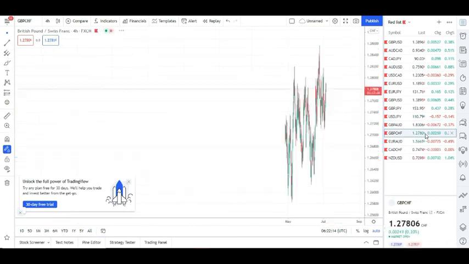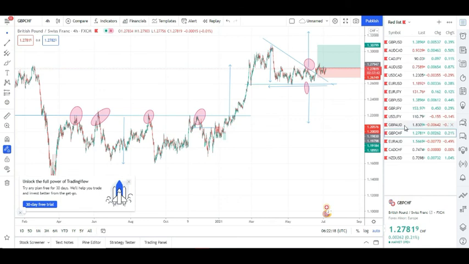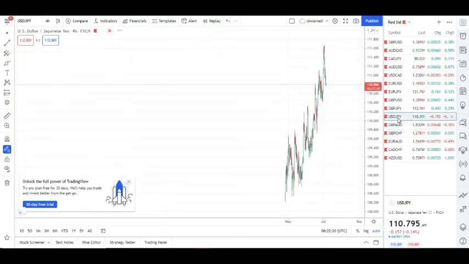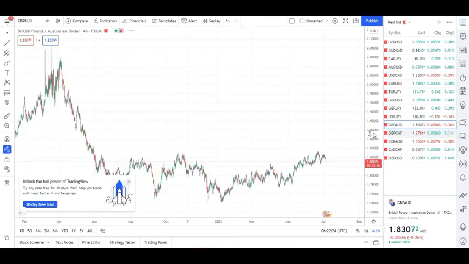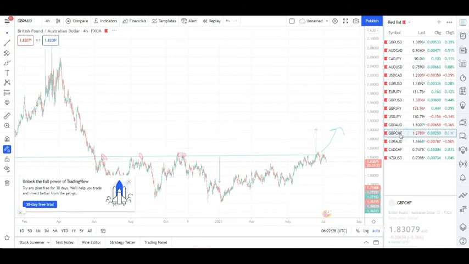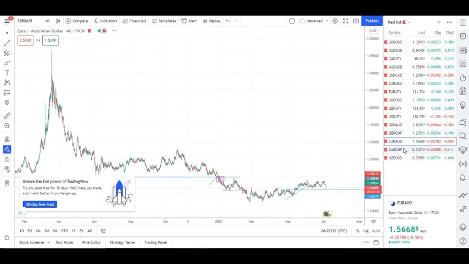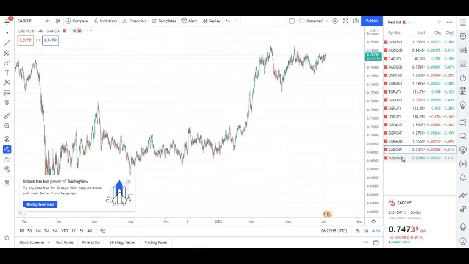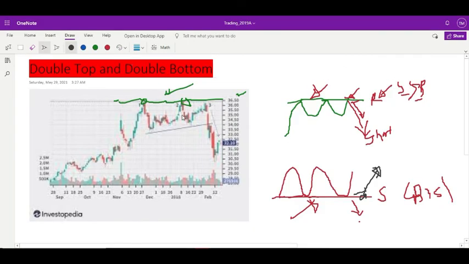There's also another example here. Let me check for another. Yeah, I think this one we've explained. Is there another one? Yeah, I think that's it for now. Let's move on to another chart pattern.